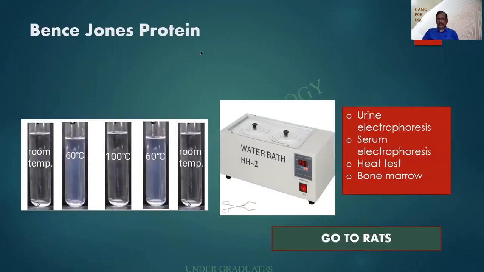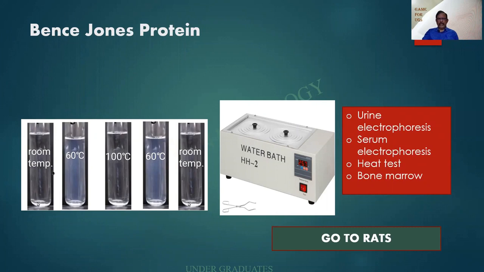This is how the Bence-Jones protein is done. You will be asked and you have to answer. At room temperature, this is how the urine appears. On heating, between 55 to 60 degrees, there is a precipitate. Further heating to 100 degrees, it disappears. On cooling, it reappears. And at room temperature, it disappears. So this is the Bence-Jones protein.